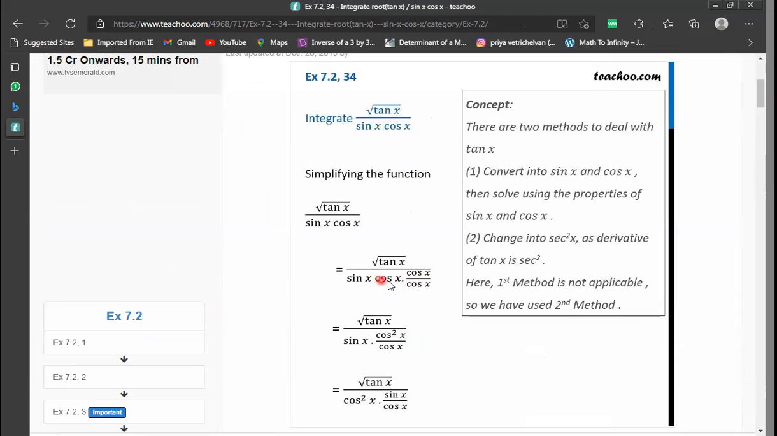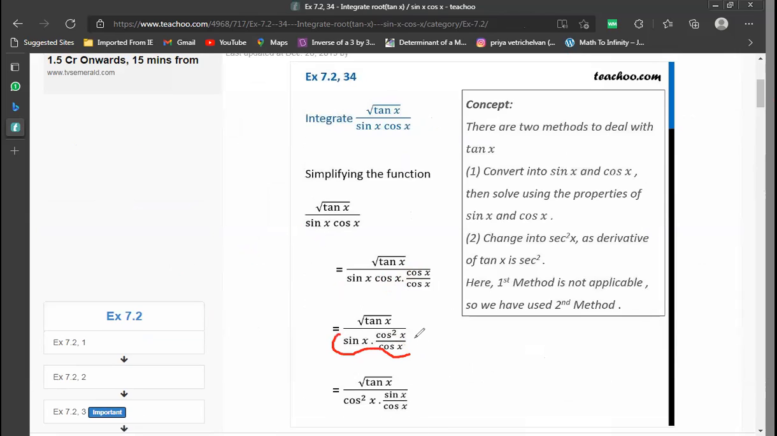Here they are multiplying the numerator and dividing the denominator by cos x. So cos x upon cos x. This cos x into cos x turned into cos square x. And you have cos x here.